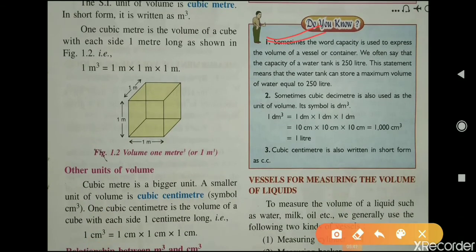Sometimes the word capacity is used to express the volume of a vessel or container. We often say that the capacity of a water tank is 250 liter. Means instead of volume, we can also use capacity. This statement means that the water tank can store a maximum volume of water equal to 250 liter. Means the space in the water tank is that much that it can hold 250 liter of water.